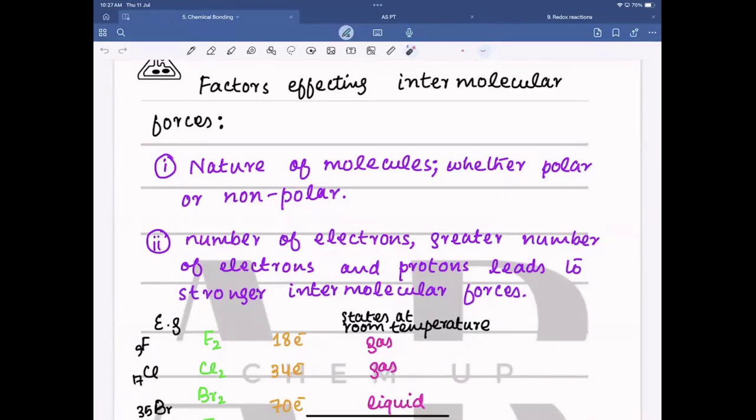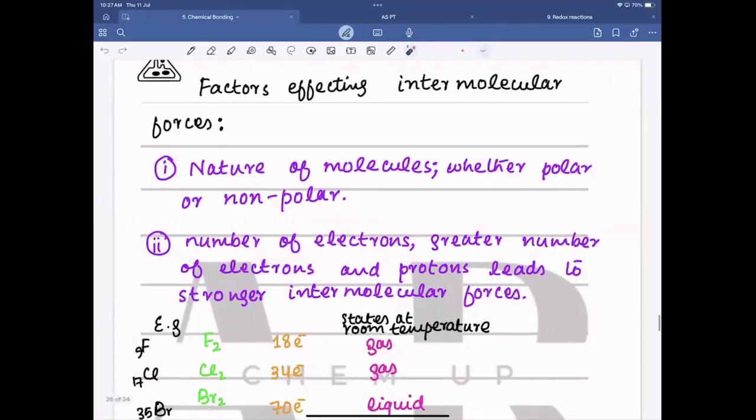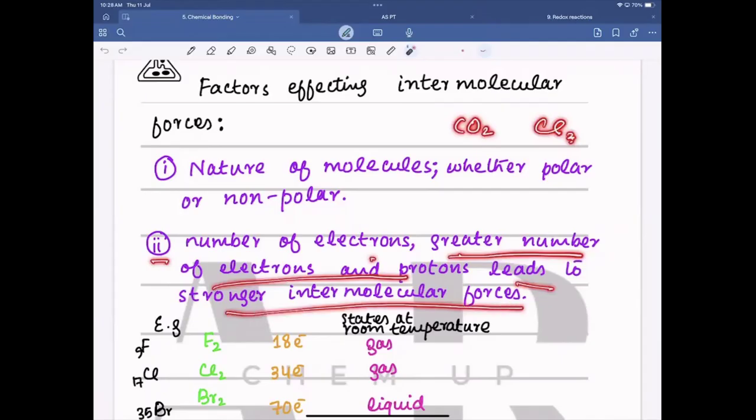Then second, the number of electrons. If two substances have the same type of intermolecular force, as in the example of carbon dioxide and chlorine, both have induced dipole force of attraction, right? So in this case, we will go for the number of electrons. We will see which one has more electrons and protons. The greater number of electrons and protons leads to stronger intermolecular forces.